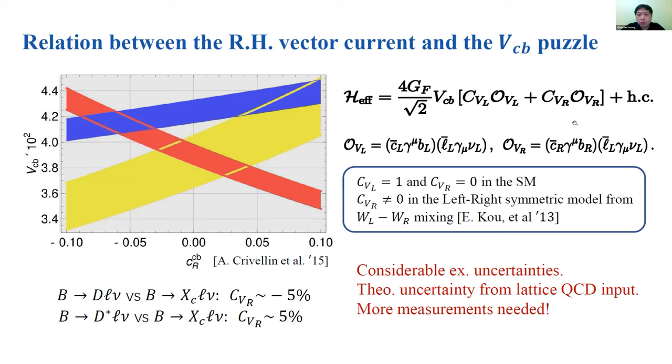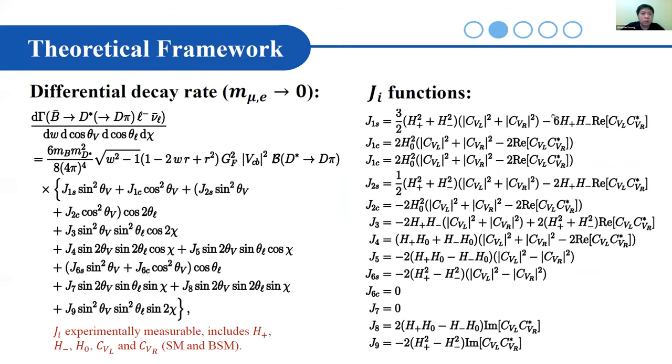On the other hand, the right-handed vector current itself is worth examining as a simple extension of the standard model. In our work, we propose to do an unbinned angular analysis to measure CVR. Before introducing the unbinned angular analysis, let me first illustrate the basic theoretical framework.